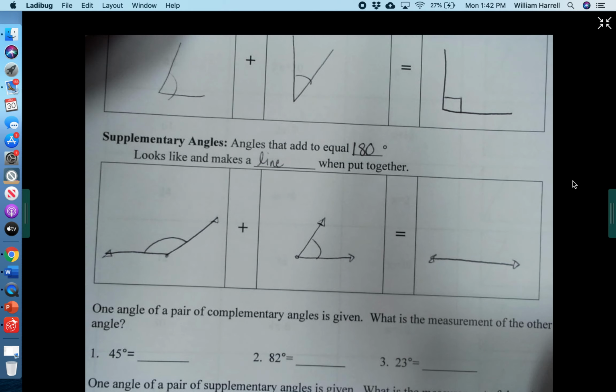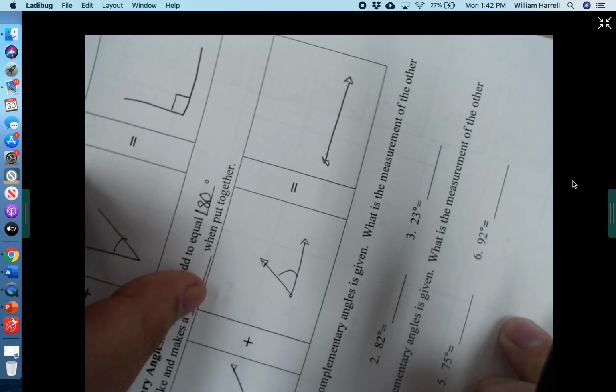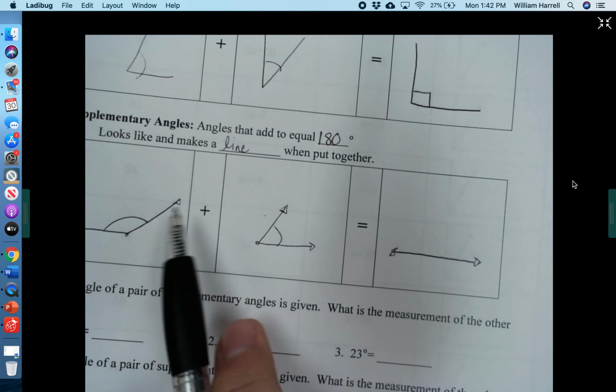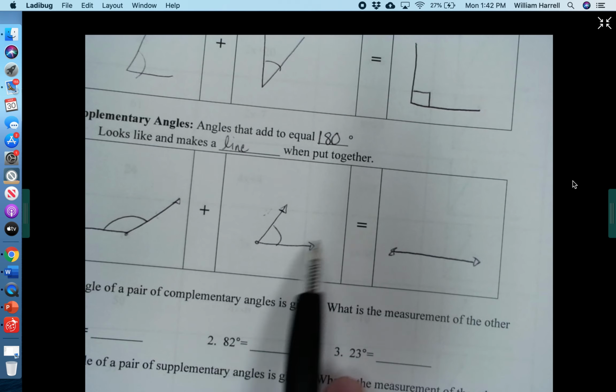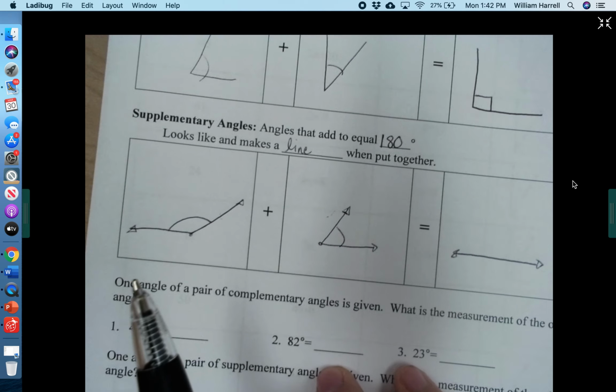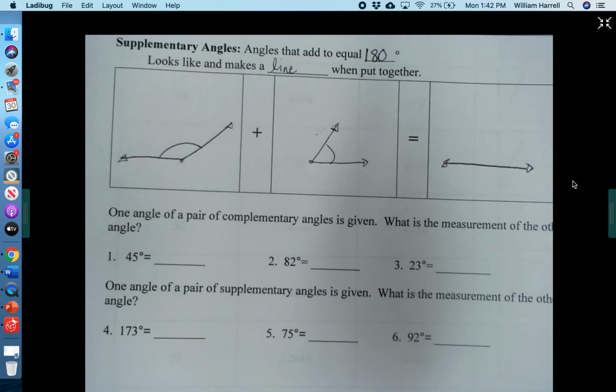Now, I don't care how the line looks. I don't care if it's going sideways, up and down, at a diagonal, as long as the end result, after you take away the common ray, is a straight line, it's supplementary. Same with complementary. All right. So these are some of the questions you're going to be asked. If I give you an angle, find its complement, find its supplement. Okay.